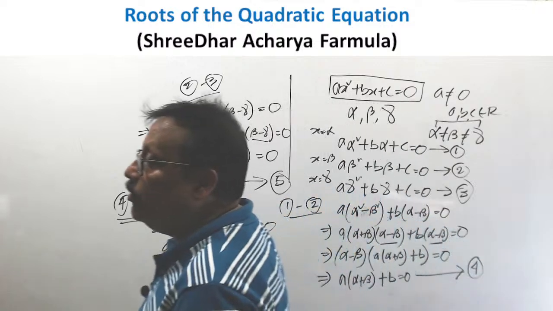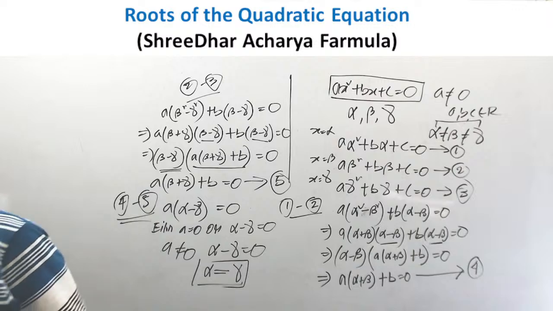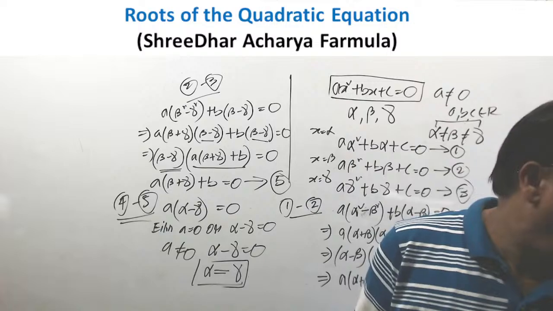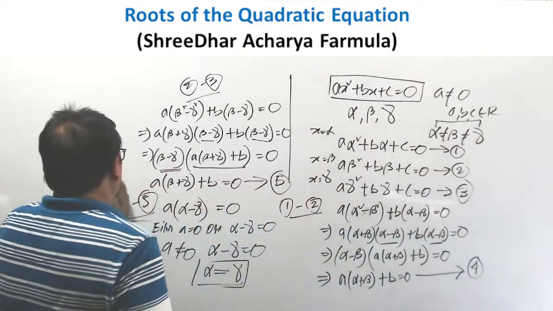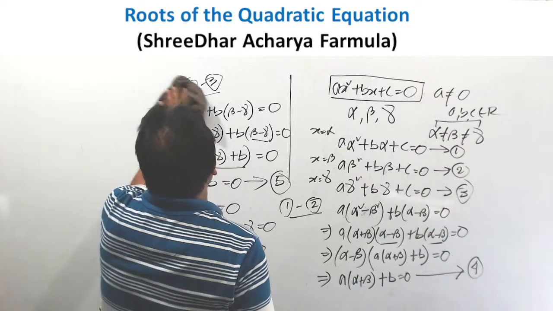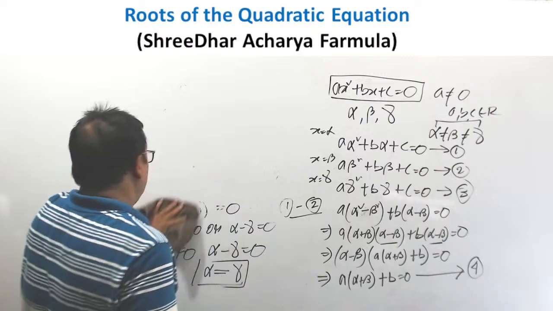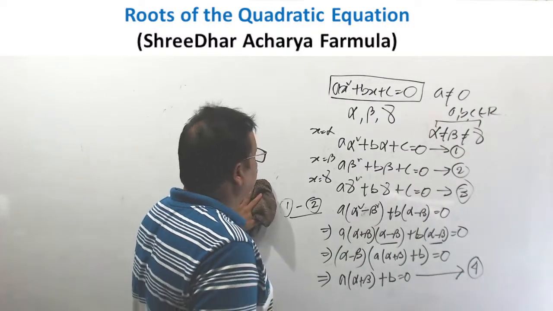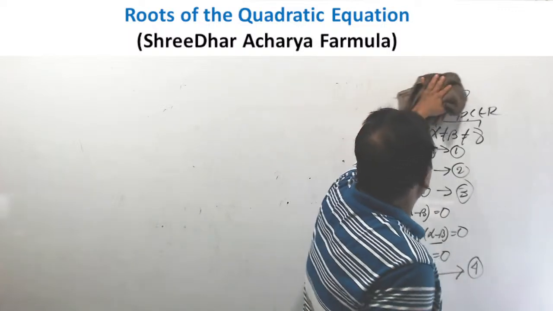Roots of a quadratic equation. What will be the roots of a quadratic equation? That is the Sridhar-Acharya formula. Already we learned it in class 10. But in 11, I am showing you again how this Sridhar-Acharya formula works. Which formula? X is equal to minus b plus minus root over b square minus 4ac, by 2a. How does this formula come?